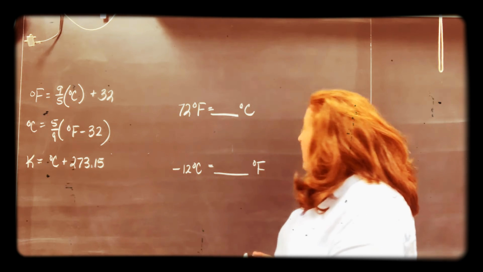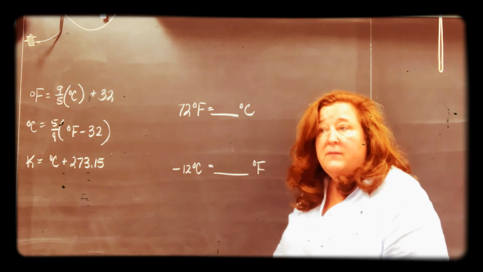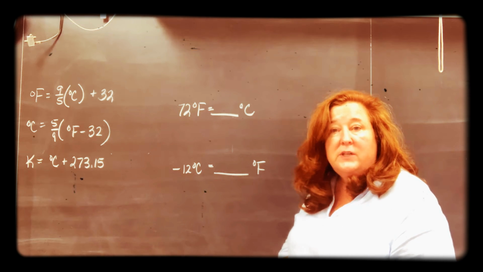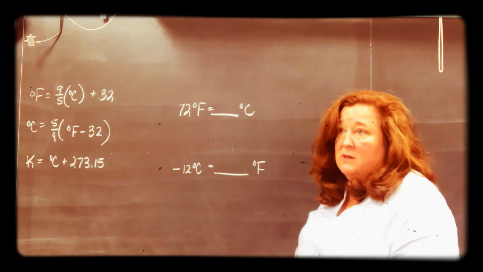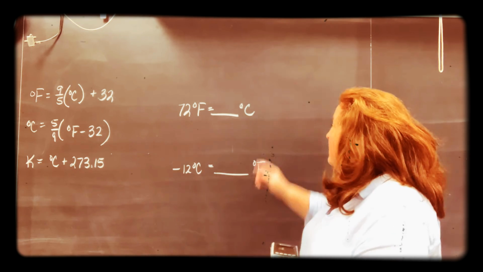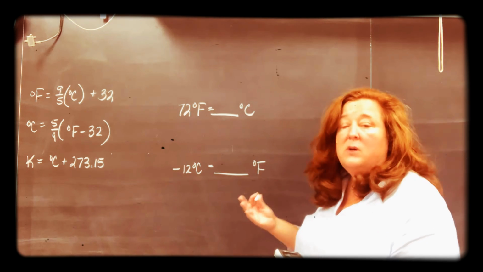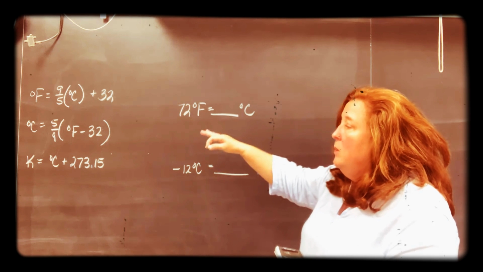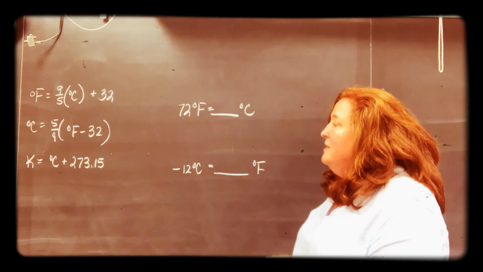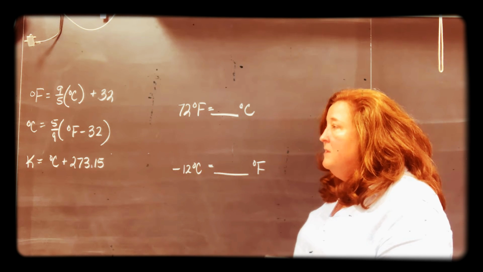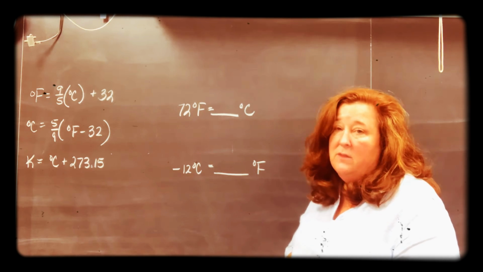So what I'm going to do is a couple of examples for you, and then you can go and do the worksheet yourself. So in the first one, if you have 72 degrees Fahrenheit, which is pretty much room temperature, and we want to change that to Celsius, you have to choose the correct equation first. The second equation is for changing to Celsius. So we're going to take that equation. It says 5/9 times the difference between the Fahrenheit temperature and 32.